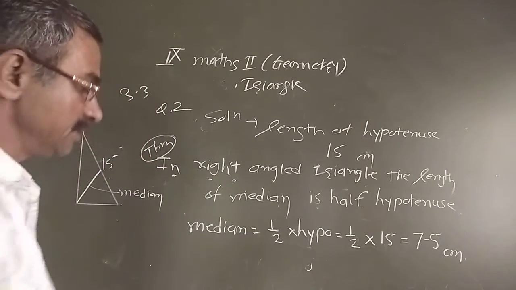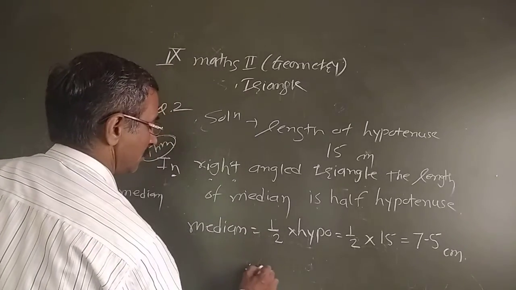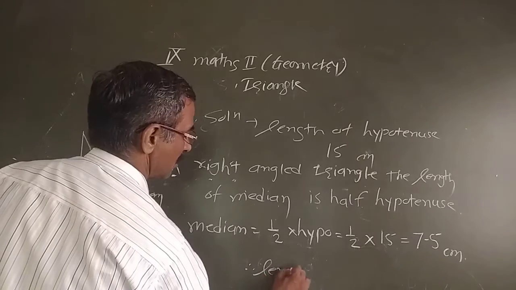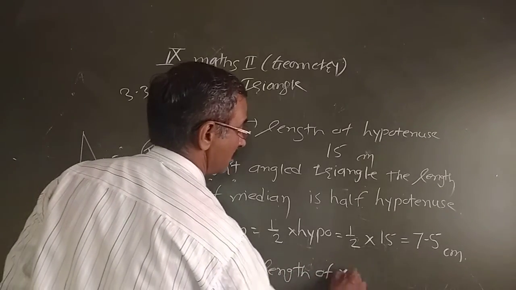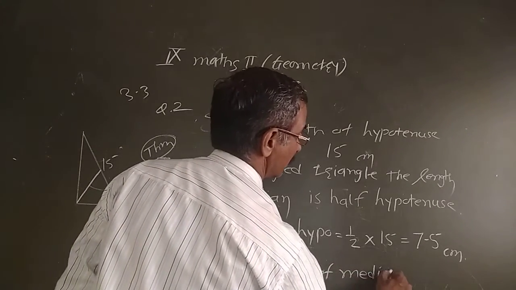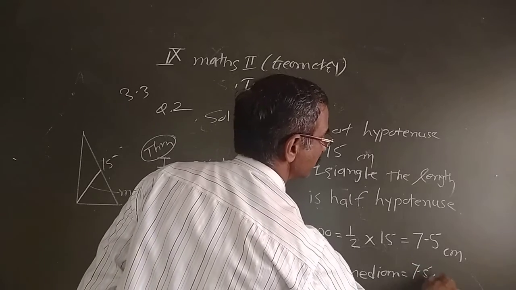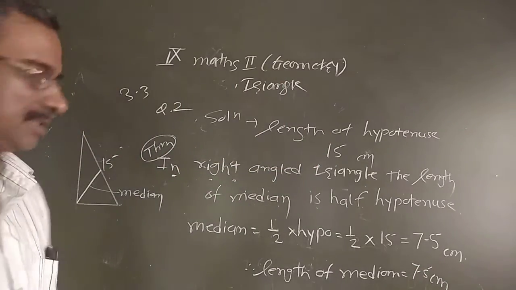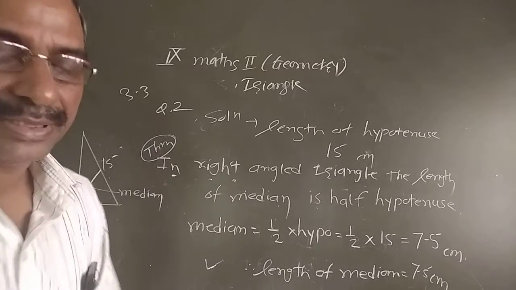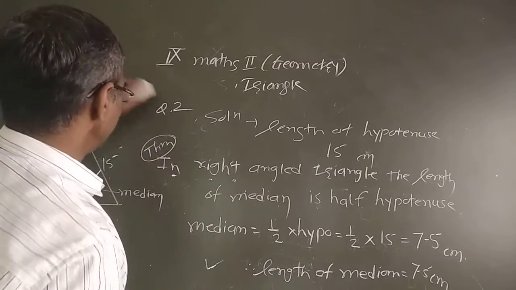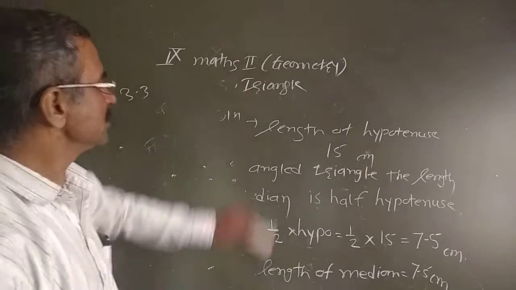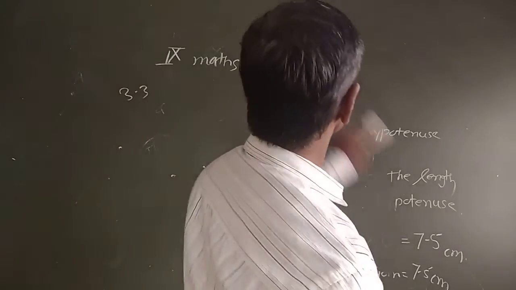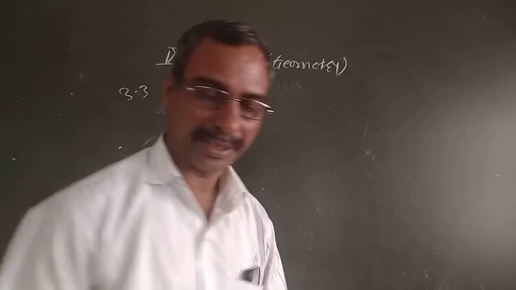So we will get the length of the median is equal to 7.5 centimeters. This is our answer. Then we will turn to solve question number 3 of exercise 3.3.